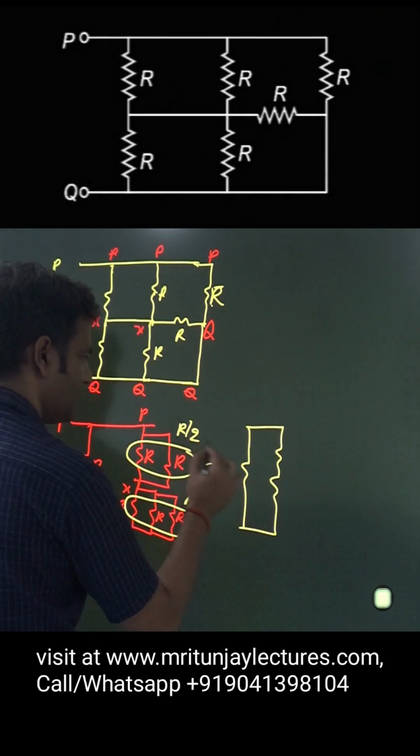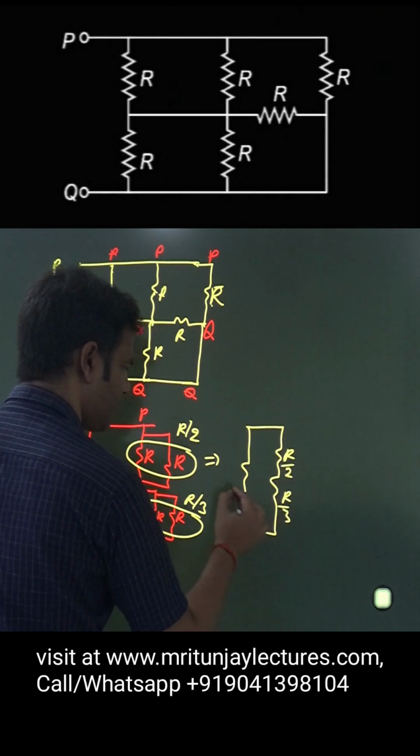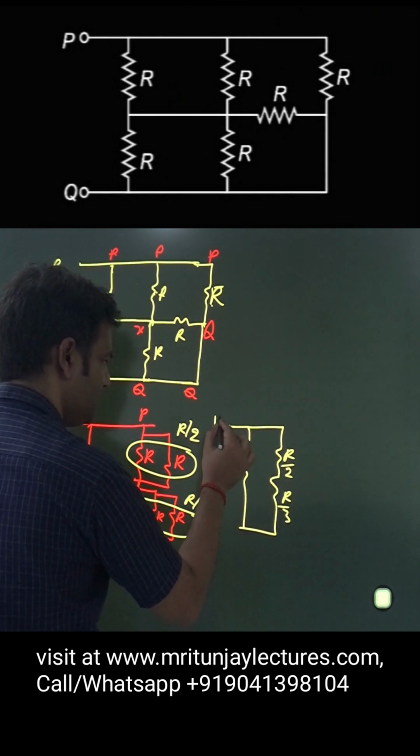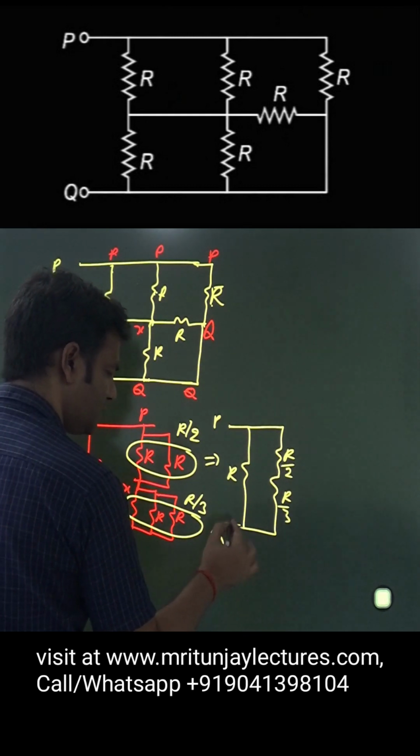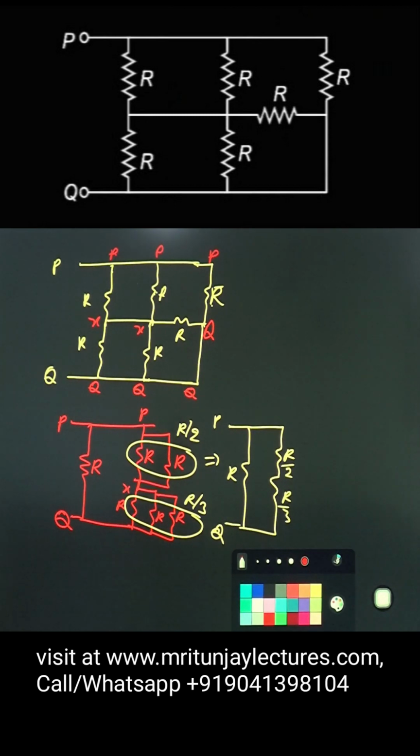and that one R by 2, here R by 3 and here R, and that is P and here Q. Clear or not? Clear?